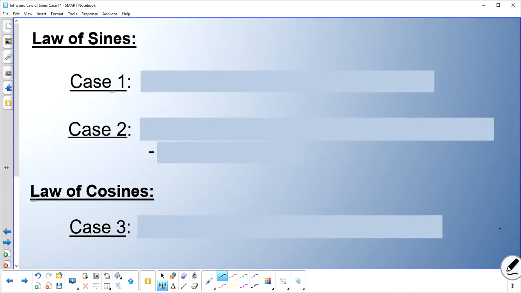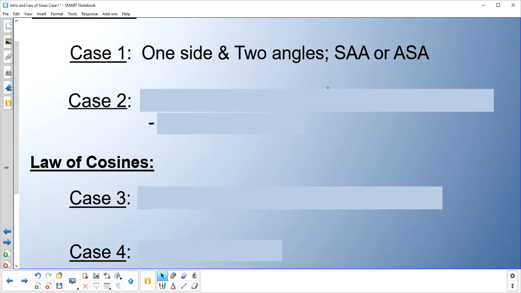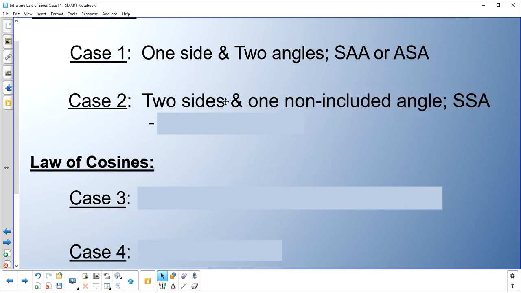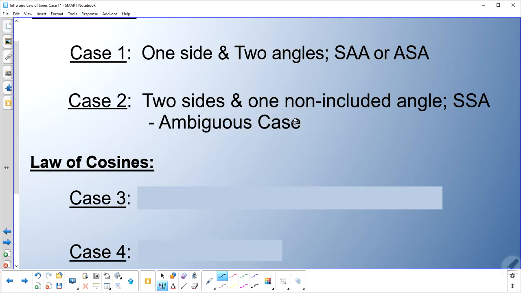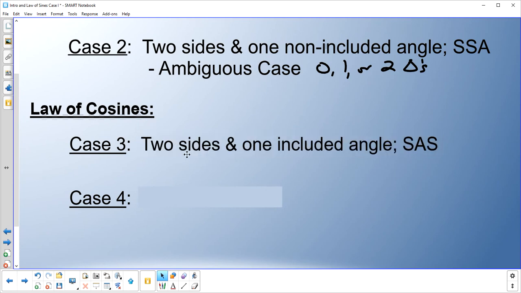Okay, so the different cases. The first one is when we have 2 angles and 1 side. It doesn't matter if the side is included or not. Case 2 is when we're going to have 2 sides, and it's very important here that the angle is non-included. This creates something called the ambiguous case, which we'll talk about a lot in the next video. Essentially, we're going to have 0, 1, or 2 triangle solutions, and we'll talk about how you can identify the difference between them. Case 3, then we switch over to law of cosines. That's again when we have 2 sides and now the angle is included. That's an important piece. So non-included is law of sines, included is law of cosines, and then the last one is if we were to have all 3 sides, and then we'd be trying to find the angle.